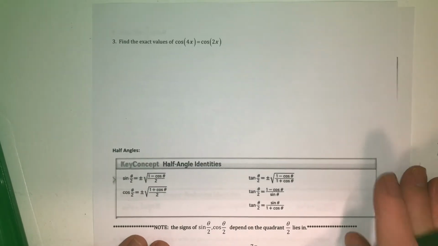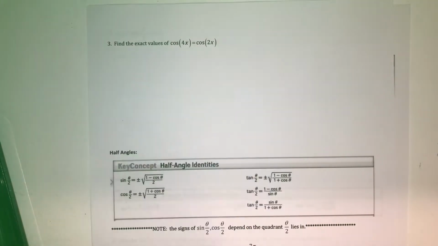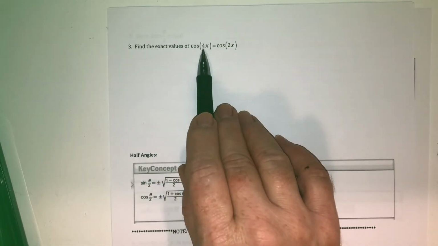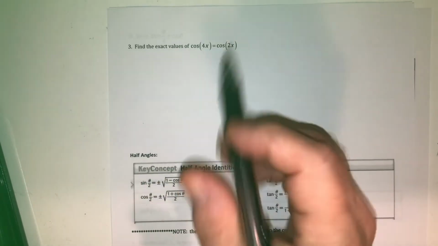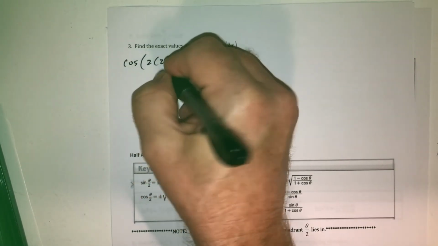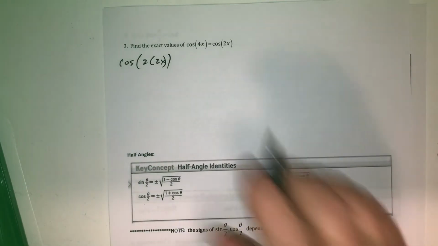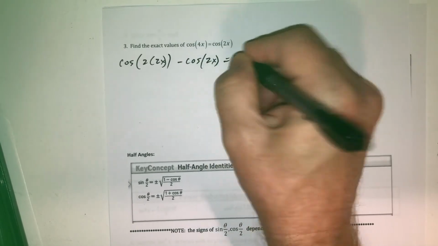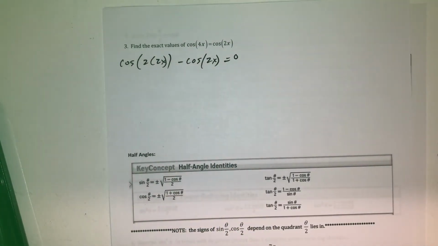Example 3 says, find the exact value of x: the cosine of 4x equals the cosine of 2x. Okay, now this one's kind of long, but it's okay. We can do this one. All right. This is almost like a double angle, 2 times 2x. So let's imagine that being the cosine of 2 times 2x, all right? And I'm going to go ahead and pull this one over to the left, minus the cosine of 2x to get this equation in standard form. In other words, solve for 0, okay?